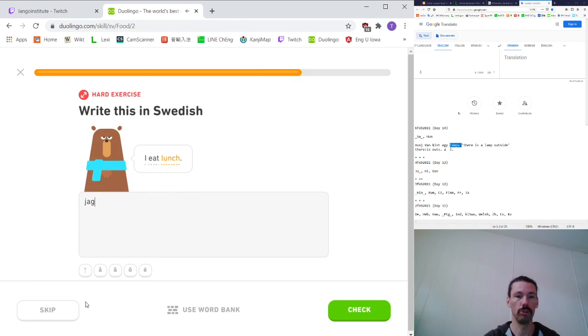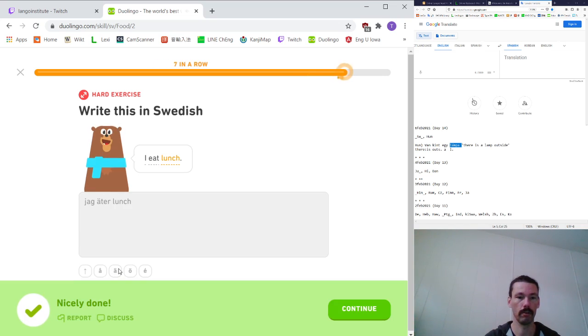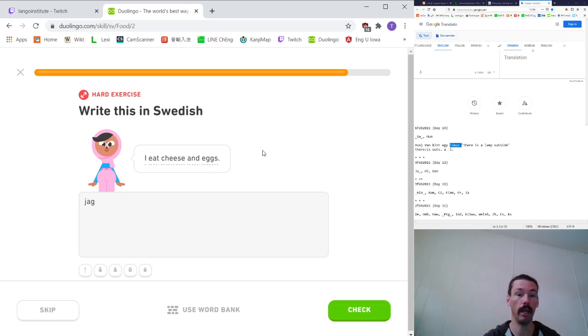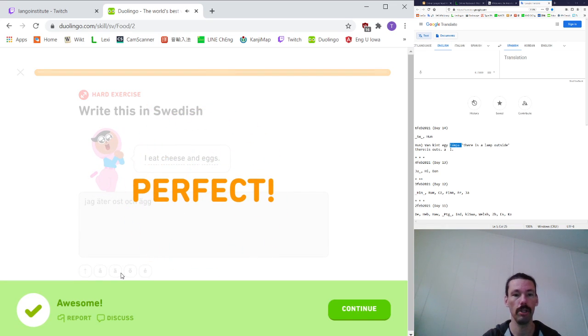Jag äter lunch. Äter. Borrowing from English most likely. Jag äter ost och... What's a plural? Ägg. Egg. Aha, yeah, that seemed weird. Jag äter ost och ägg. Cheese and eggs.